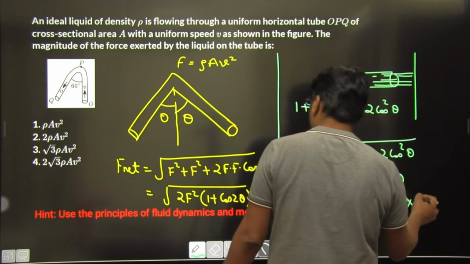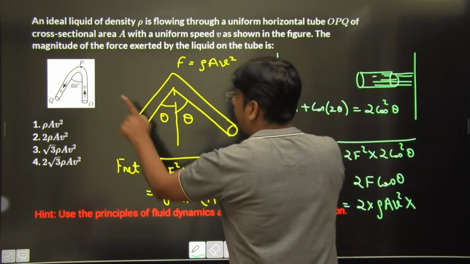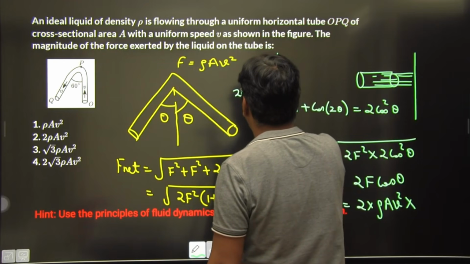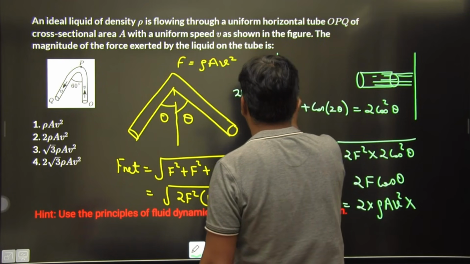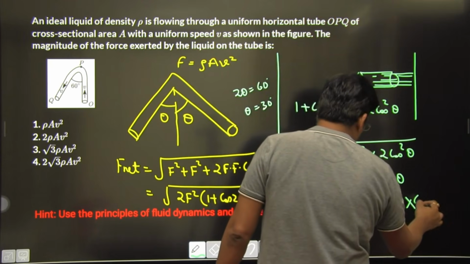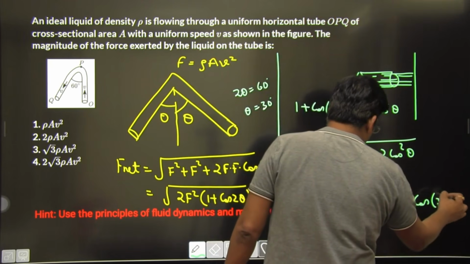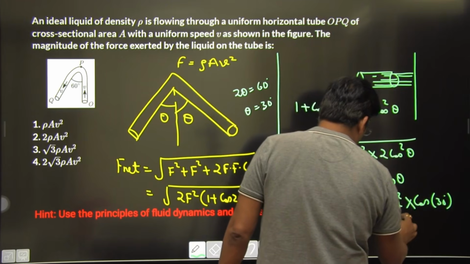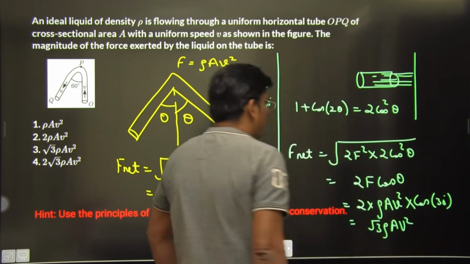Theta here: 2 theta was 60 degrees as per the question. So theta here would be 30 degrees, right? This would be cos 30 degrees, cos 30 degrees is root 3 by 2. So the answer is root 3 rho a v square.